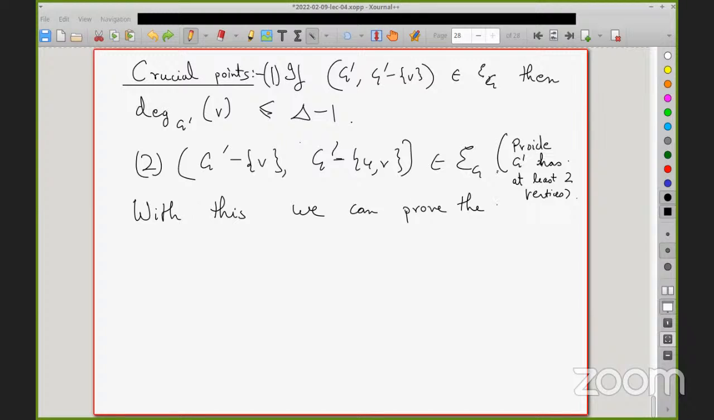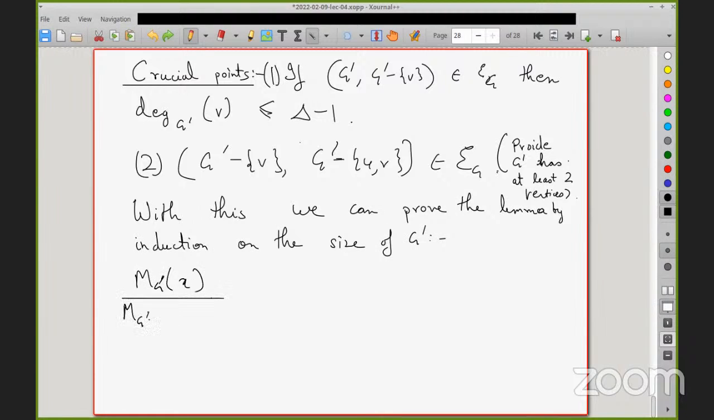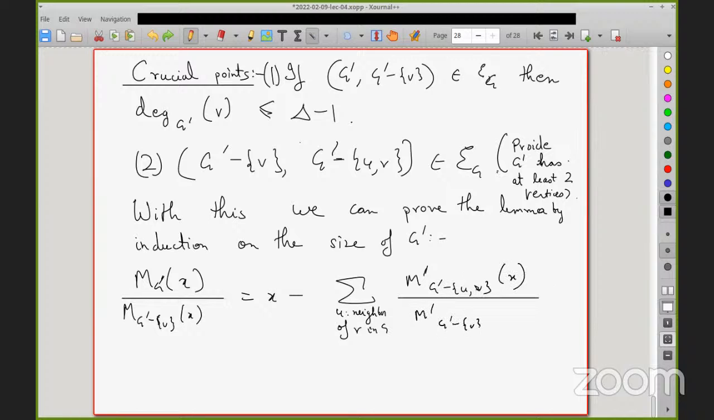Okay. So with this, we can prove the lemma by induction on the size of G prime, and by the same argument, you just do this: M_G(x) over M_G'(x) over M_G' minus v (x) is x minus the summation over u neighbor of v in G of M_(G minus u minus uv)(x), and then M_G(x) applies. So this is less than 1 over square root delta minus 1 by the induction hypothesis.